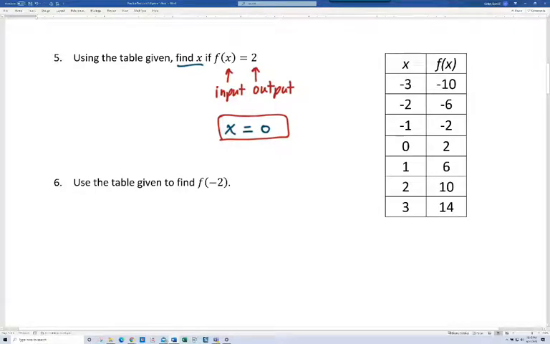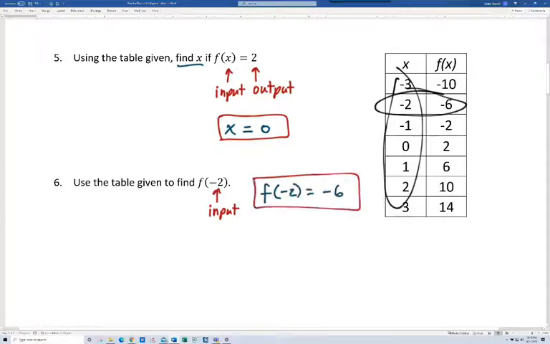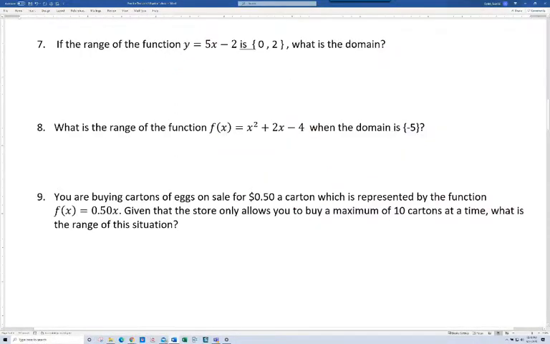It says use the table to find f of negative 2. This time, notice they're giving us the input. That's one of these guys, our x values. And so if negative 2 is my input, what's my output? Well, it would be negative 6. And so we would write f of negative 2 is equal to negative 6. Negative 2 is an input. When you plug it into the f function, you're going to get a corresponding output of negative 6. All right, let's move on to the next slide.